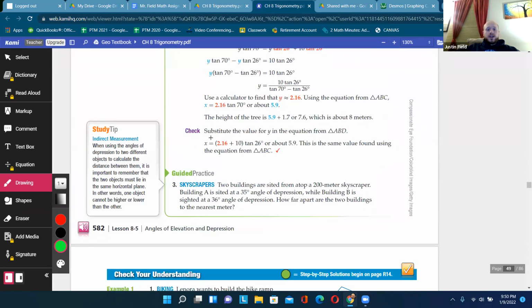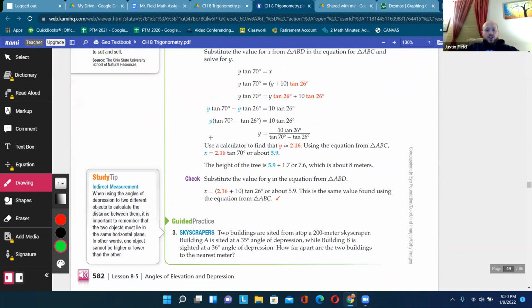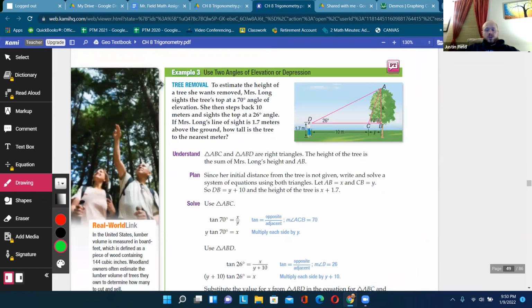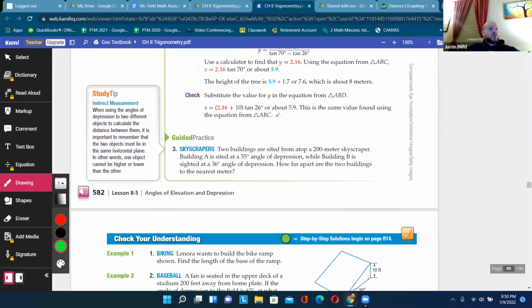Okay, so now it gets a little tricky when we have two triangles, but we're just going to end up doing some subtraction, right? So you can read the example there about tree removal. But here we're going to do skyscrapers. Everybody ready? 2 buildings are sited from atop a 200-meter skyscraper. Building A is located at 35-degree angle of depression, while building B is sited at a 36-degree angle of depression. How far apart are the 2 buildings?